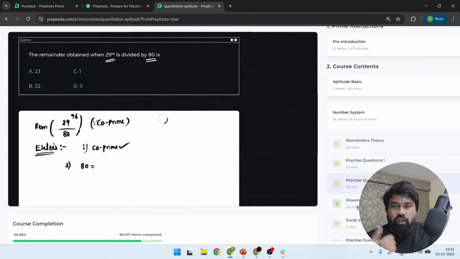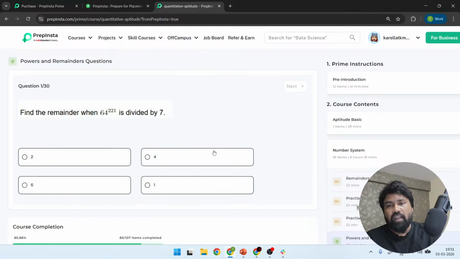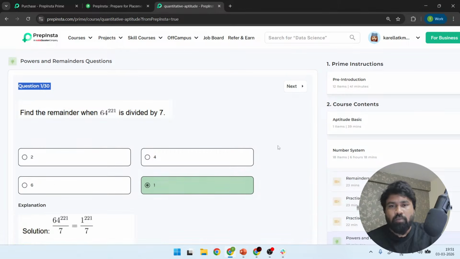And once you learn all these shortcuts, for example, if the number is 29 power 96 divided by 80, there is Euler's theorem for the co-primes. There is a direct formula. If you use that, you will get the answer. And after giving the shortcuts, we have given direct 30 questions based on that. And if you start solving them, then only you can understand how to do the problem.